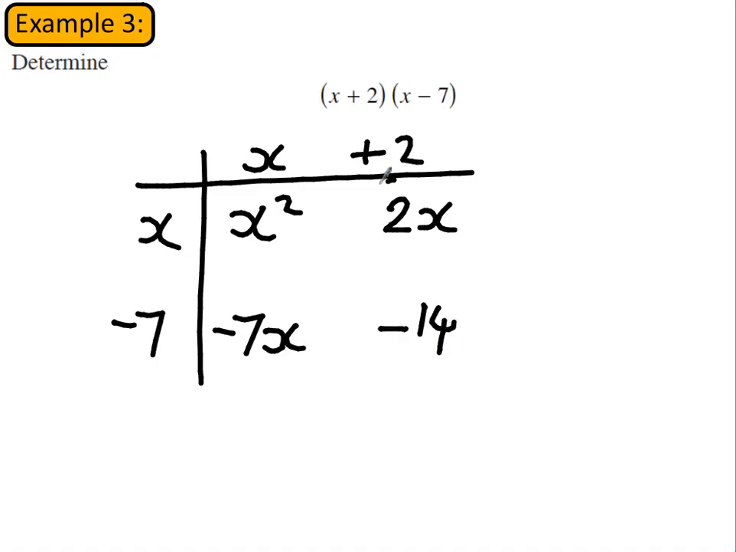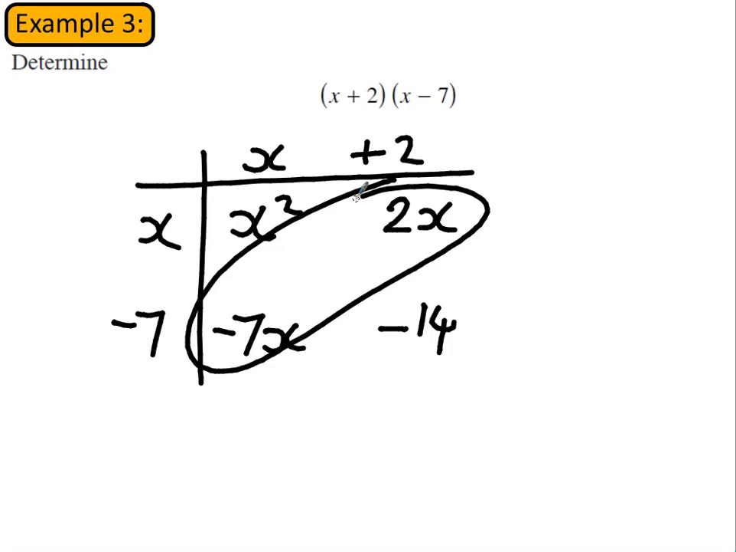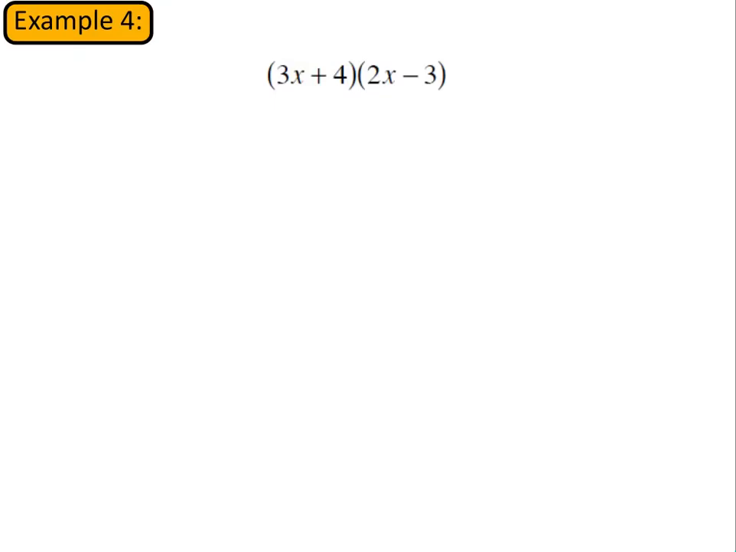We'll save some time on this one and recognize straight away that the middle terms can be added together. So we're going to have x squared. The middle term will be minus 5x and a minus 14. So that's the answer there.